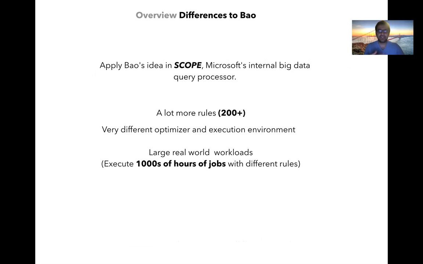In particular, we wanted to see how this approach would work in a very different environment. There are a lot more rules in Scope. The workloads are of a very different kind too. It's a distributed setting, longer jobs, much larger operator trees. Also, in the Postgres environment, the rules that we focused on were basically around the join orders, while here there are a lot more rules. So one of the goals here was to see whether this idea applies more broadly, or how specific it was to Postgres.